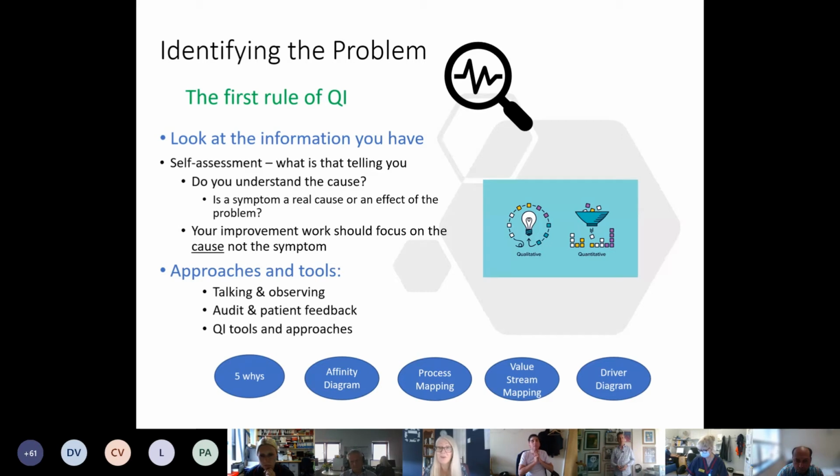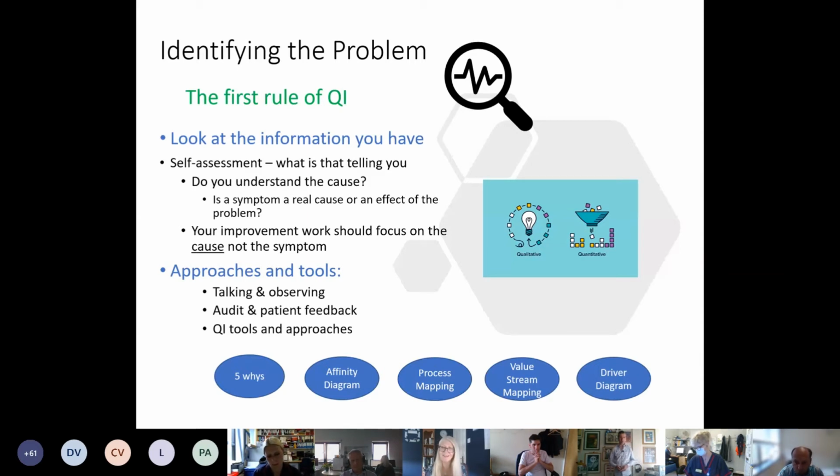And many of you have completed those and sent them back to us, which is great. And for those that haven't done that yet, then that's probably the first thing to do. It's a really quick and easy way to get everyone together and have a think through where you are with ward rounds. And again, you really do need to have a think about the cause. So, is a symptom a real cause or an effect of a problem? I'll talk a little bit about that in a second, but your improvement work should focus on the cause, not the symptom.